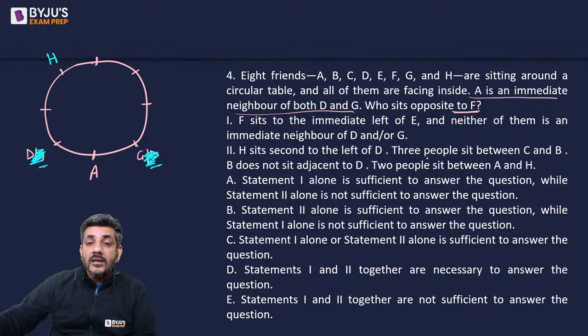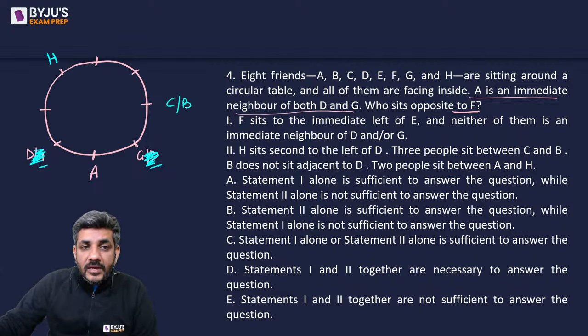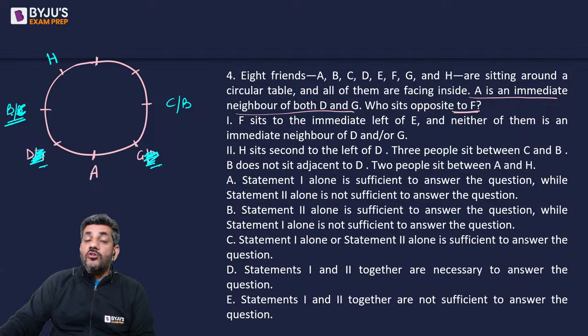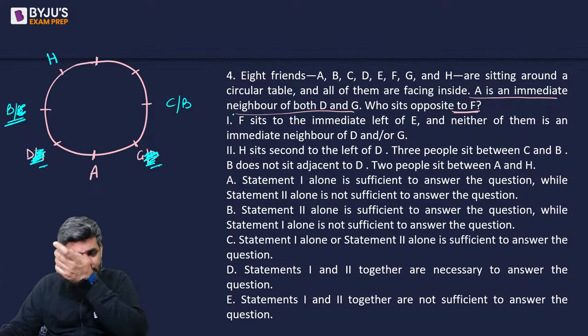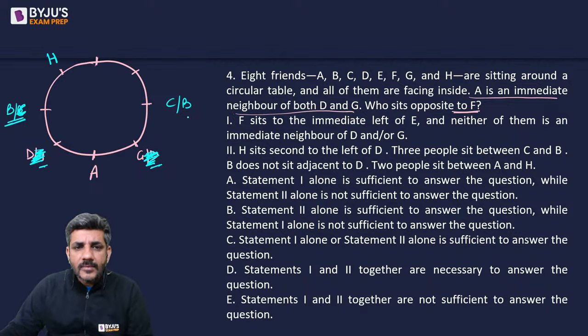What next? Three people sit between C and B. If three people sit between C and B, where can C and B be? Can I say one of C or B would be here and one of C or B would be here? Only then three people can sit between them. एक इन दोनों में से यहाँ आएगा, एक यहाँ से, तभी तीन लोग आएंगे ना इनके बीच में. So C and B are at these two positions for sure, right?